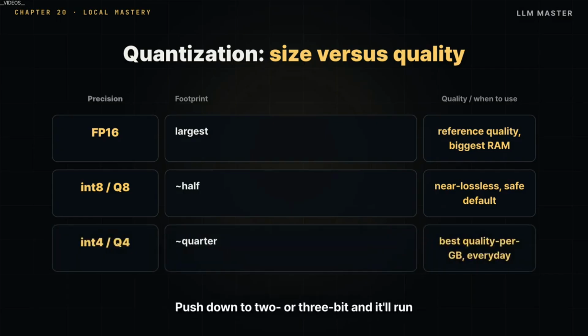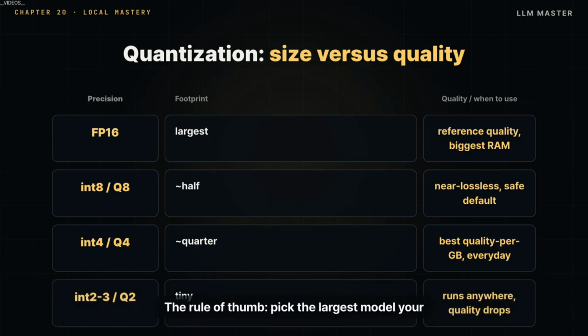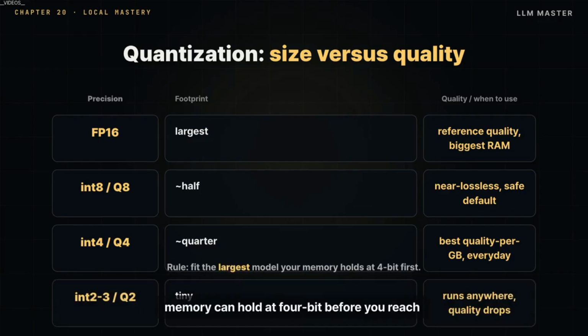Push down to 2 or 3-bit and it'll run almost anywhere, but now you can feel the degradation. More repetition, weaker reasoning. The rule of thumb: pick the largest model your memory can hold at 4-bit before you reach for a smaller model at higher precision. A bigger model quantized harder usually beats a tiny model at full precision. Check your available VRAM or unified memory and size from there.